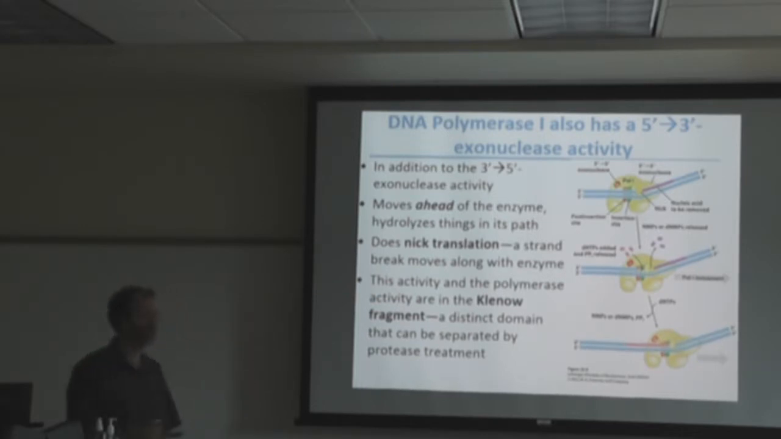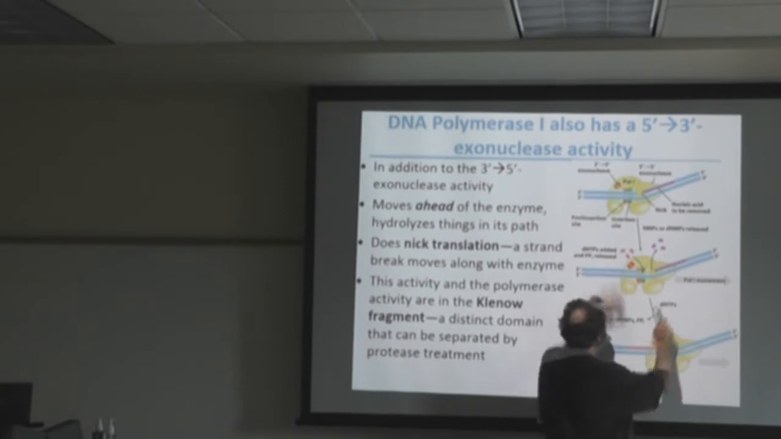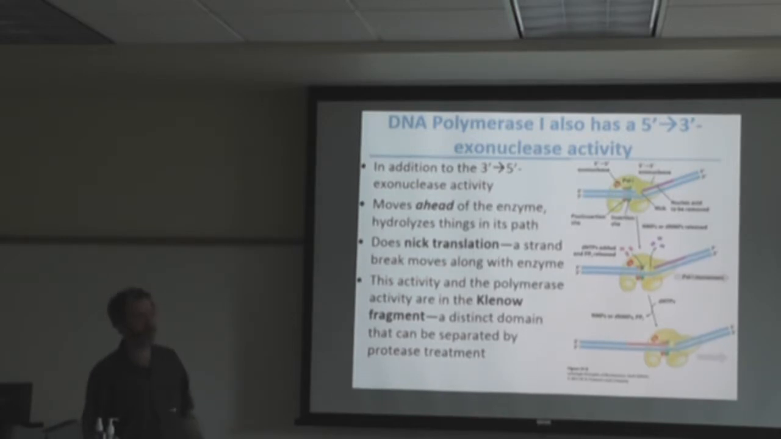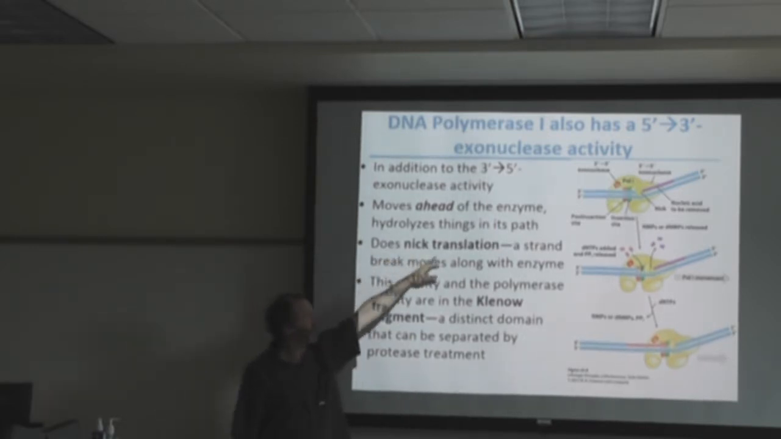And this is called nick translation, if you've ever heard of that. You can actually use that in a lab to introduce labeled bases if you want to label a plasmid or something. You put a nick in there, or you're going to have a nick in your DNA. You add pol 1 with the labeled bases you want to add, and it'll add bases by a process called nick translation, because it chews off from the 5' end as it adds a new base to that 3' end. And it still has the 3 to 5' nuclease activity. It moves ahead of the enzyme, hydrolyzes things in its path. It's known as nick translation.